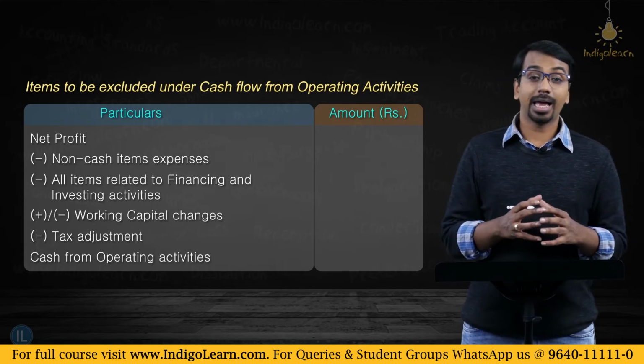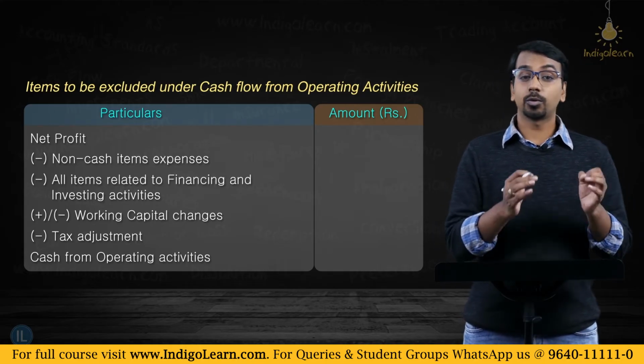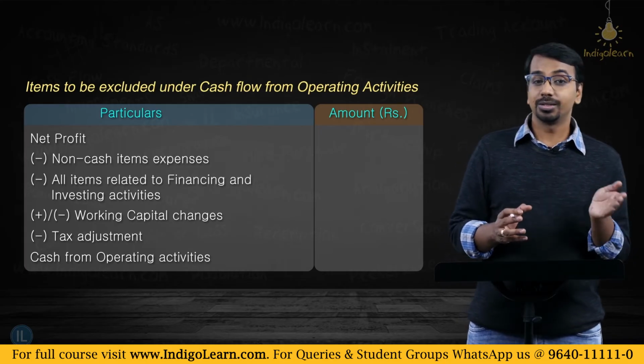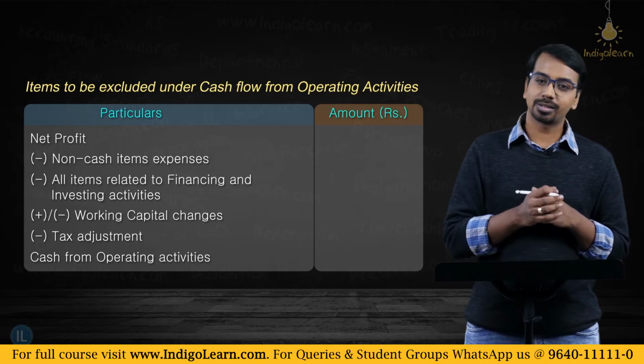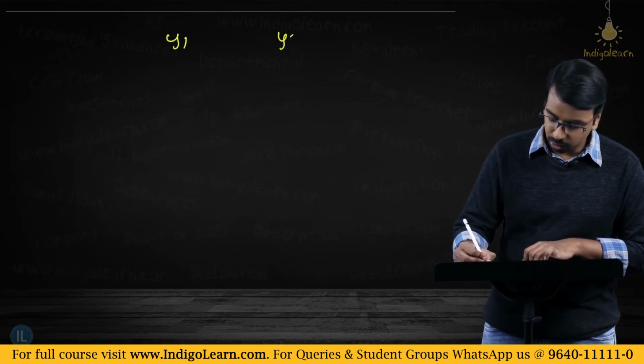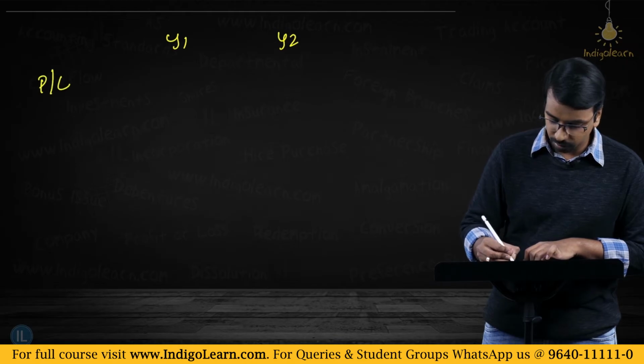Now, sometimes what may happen is they will not give you profit and loss account for the year. Instead, what they will say is opening profit balance is so much, closing profit balance is so much. Say for example, you have year 1, you have year 2, this is your profit and loss balance.